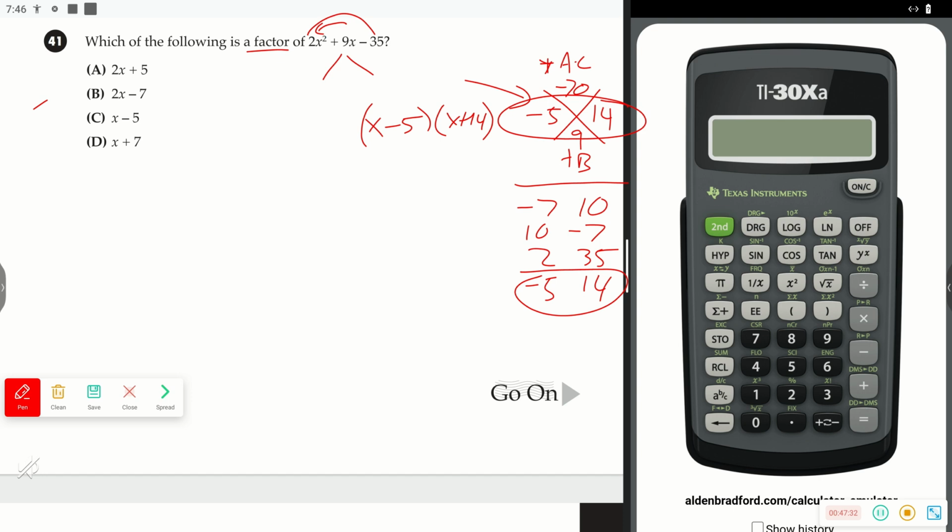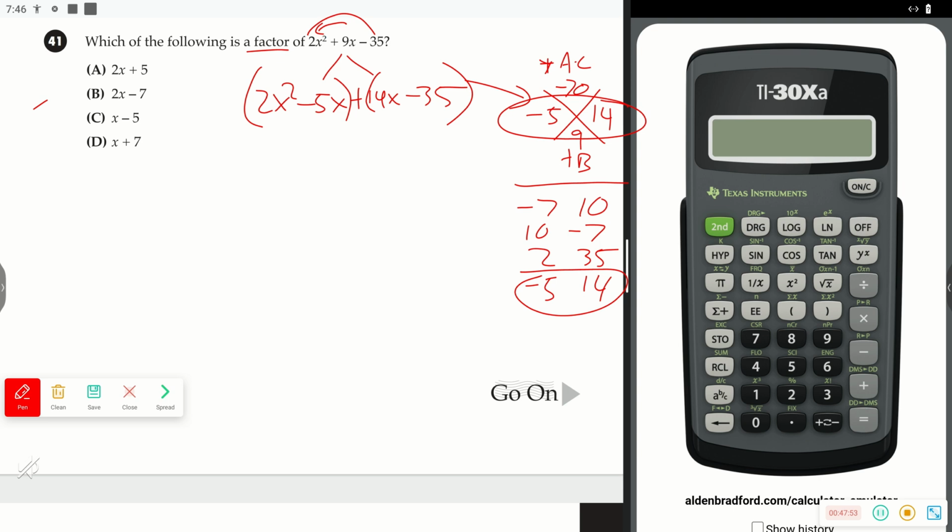But this isn't a case where A equals 1. This is the AC method, so you actually have to break up the middle term into the two factors. So we have 2x squared minus 5x plus 14x minus 35. Now we have 4 terms and we're going to solve this with grouping.